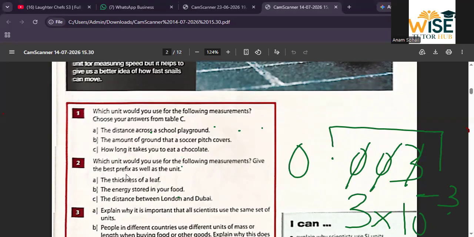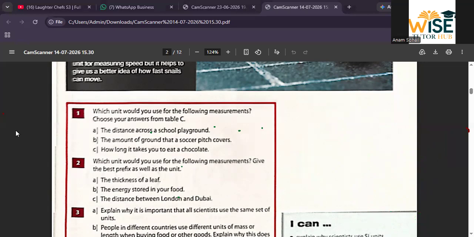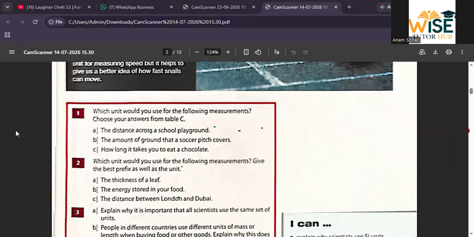Good. Question number 2: which unit would you use for the following measurement? Give the best prefix as well as the unit. The thickness of the leaf. Miss, I think that for the thickness of a leaf, we use the microcentimeter. Okay, you are making a major mistake. You are saying microcentimeter, so you are using two prefixes at a time with meter.